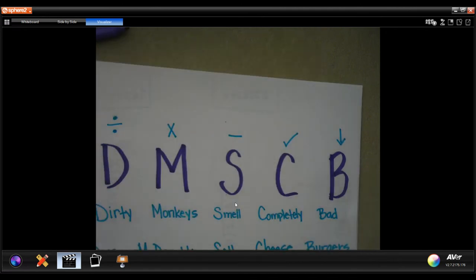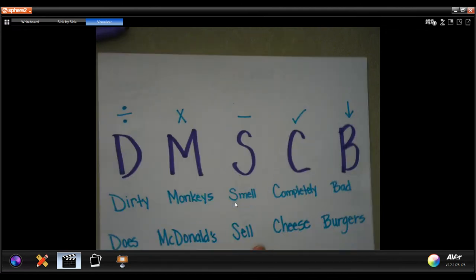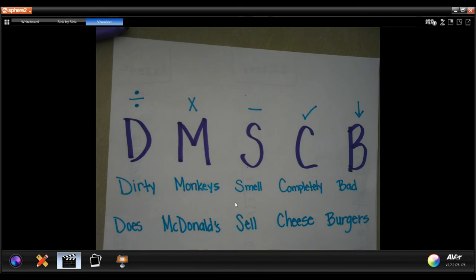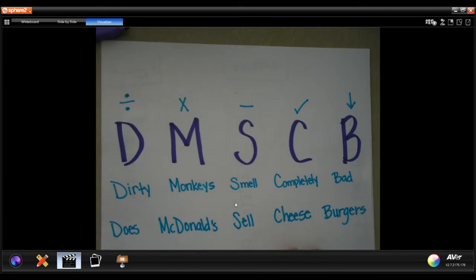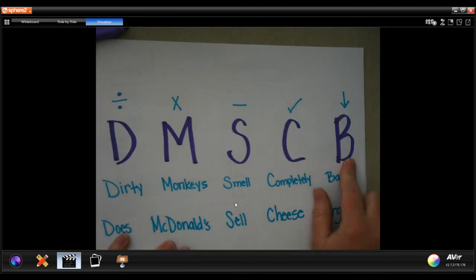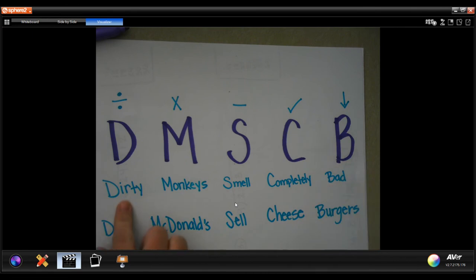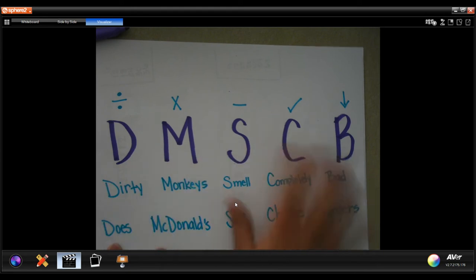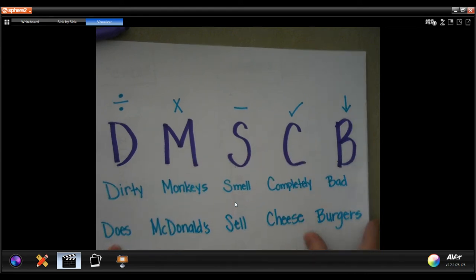Before we do that, I would really like it if you would pause this and write this down. These are the steps to dividing anything that requires long division. We remember division, multiplication, subtraction, check that your answer is smaller than the dividend, and bring down. Big dirty monkeys smell completely bad, or does McDonald's sell cheeseburgers? Just to remind us what the letters are so that we remember how to divide.